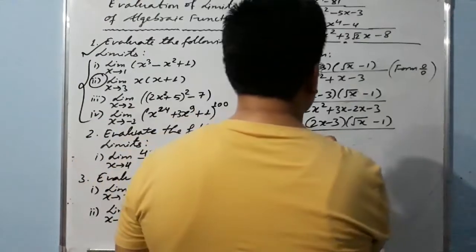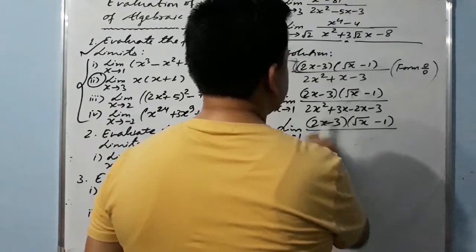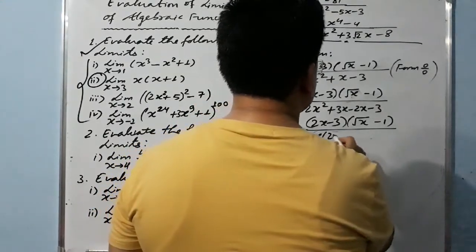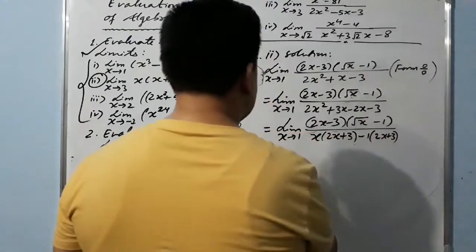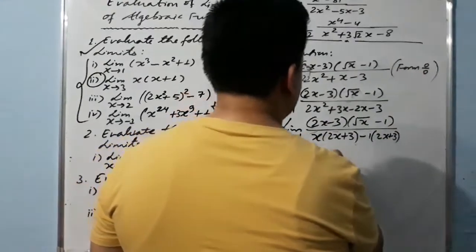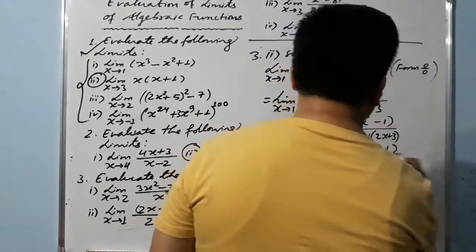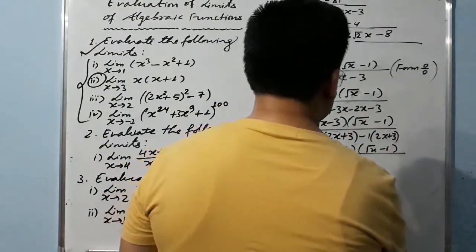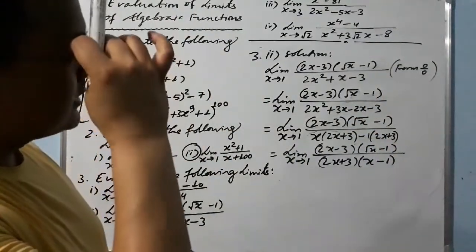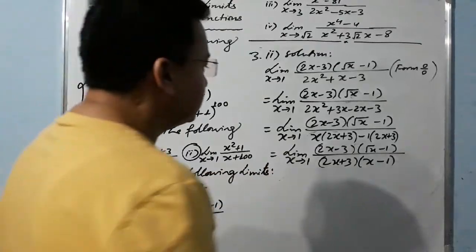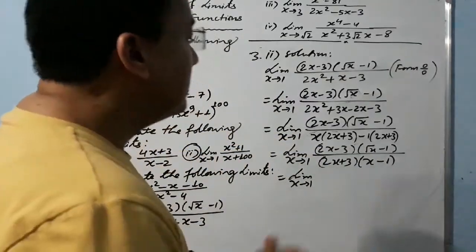So let's see this question here. Taking x common inside the bracket, we get x (2x plus 3) minus 1 (2x plus 3). Let's see the next step. 2x minus 3, and here root x minus 1 upon (2x plus 3) and (x minus 1), right? Here you are not immediately getting a term which can be cancelled.